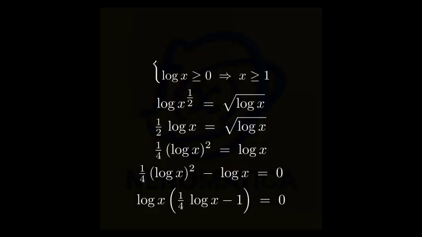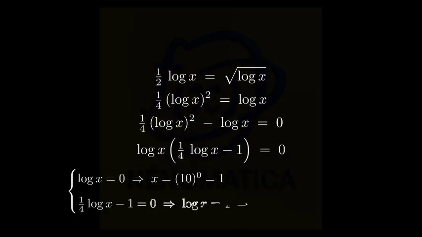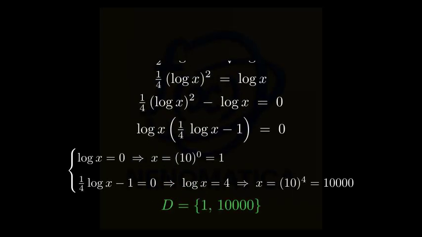Step 7. Use the zero product property to get two cases. First, log x equals 0, which implies x equals 10 to the 0, or 1. Second, 1/4 log x minus 1 equals 0. So log x equals 4, which implies x equals 10 to the 4th, or 10,000. Therefore, the solution set is {1, 10,000}.